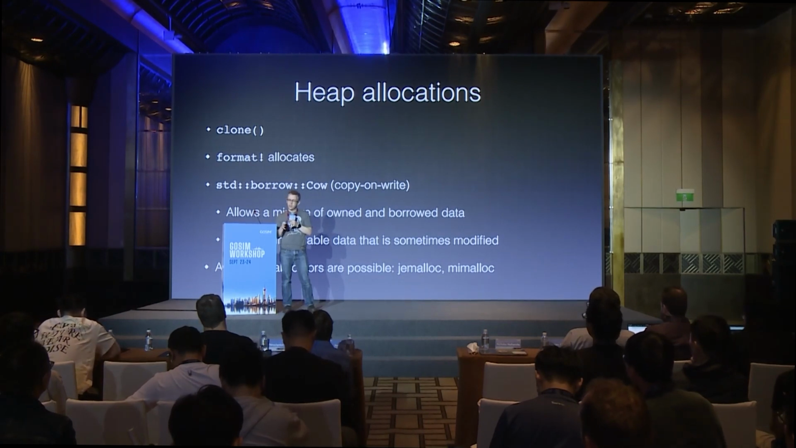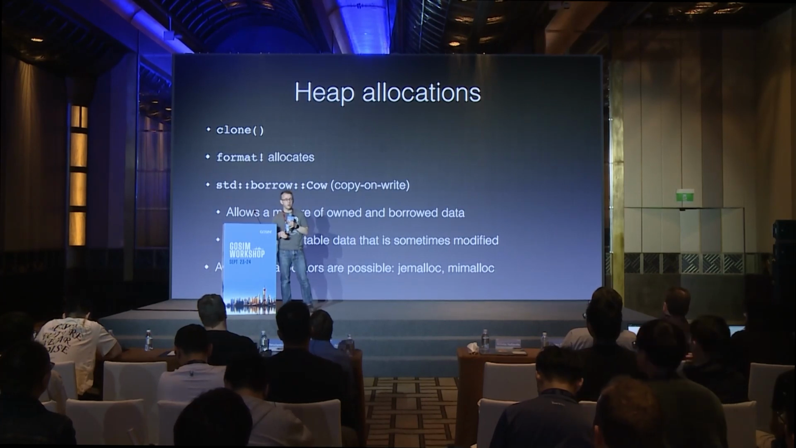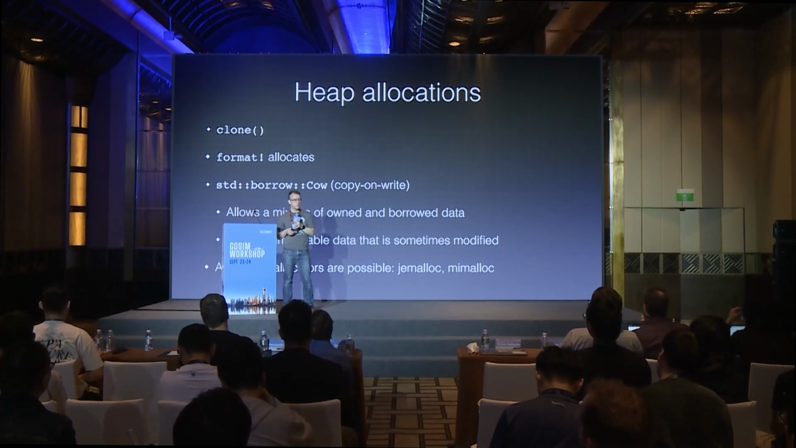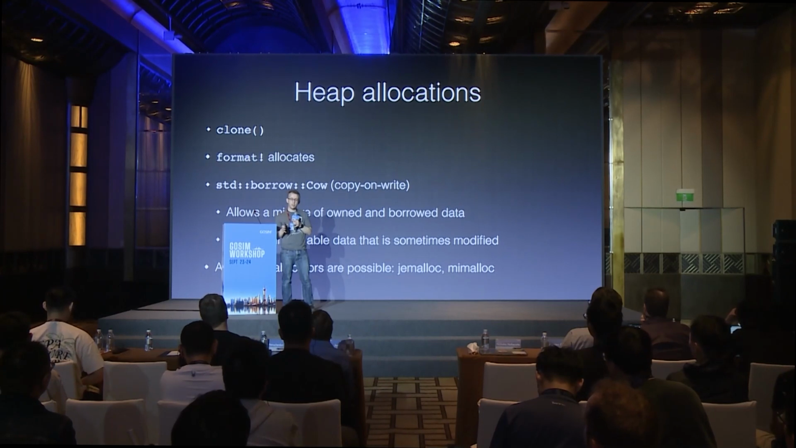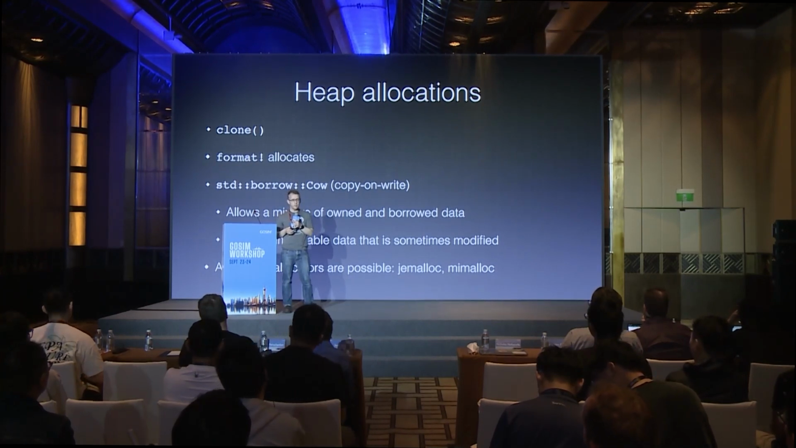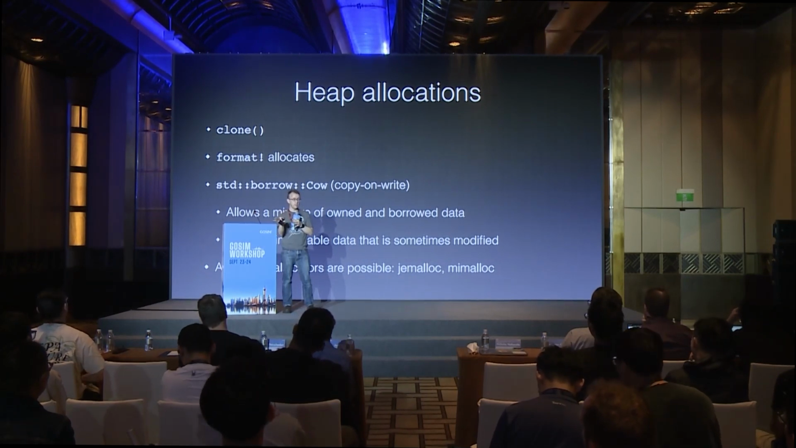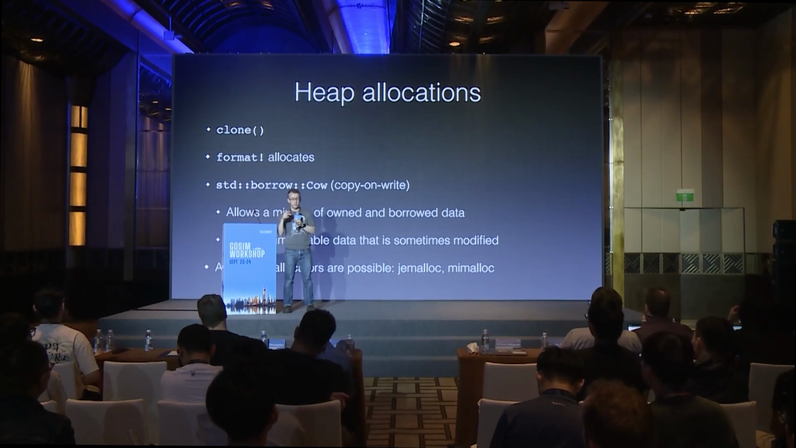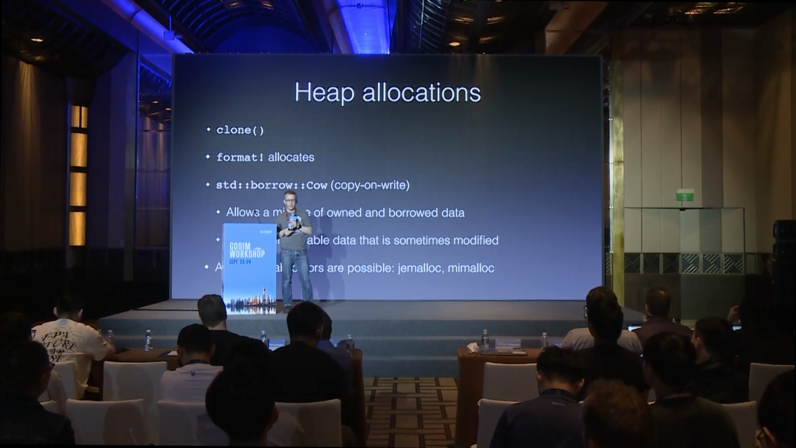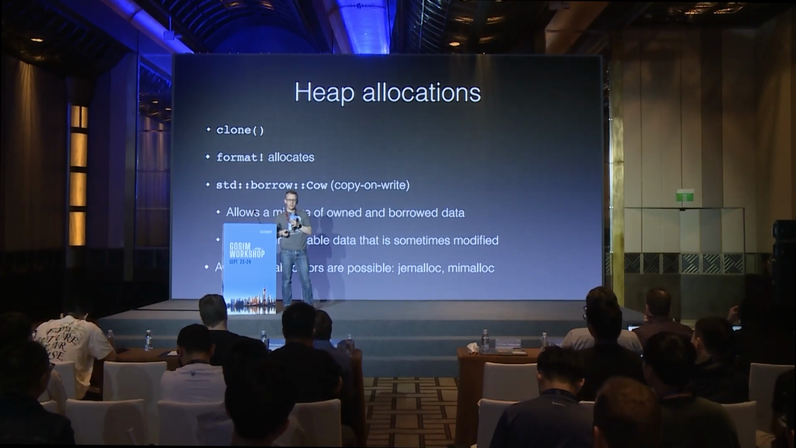When it comes to avoiding heap allocations, there is a standard library type called Cow, which is short for copy on write. This can be quite useful. It's very good. One situation it's good is if you have a mixture of owned and borrowed data. For example, you might have Strings and then static string slices, and you want to sometimes use one and sometimes use the other. You can use Cow, and it acts a little bit like a wrapper around both types. So that can be useful.